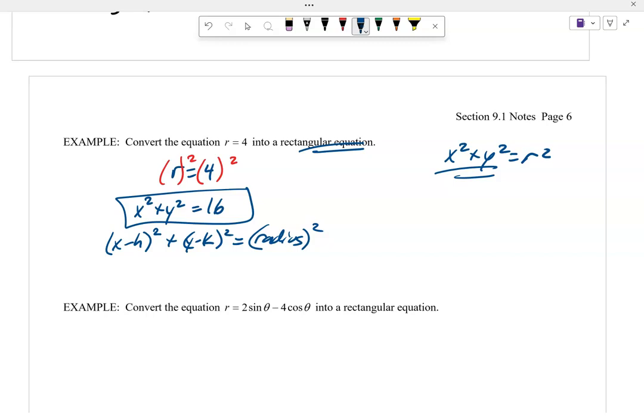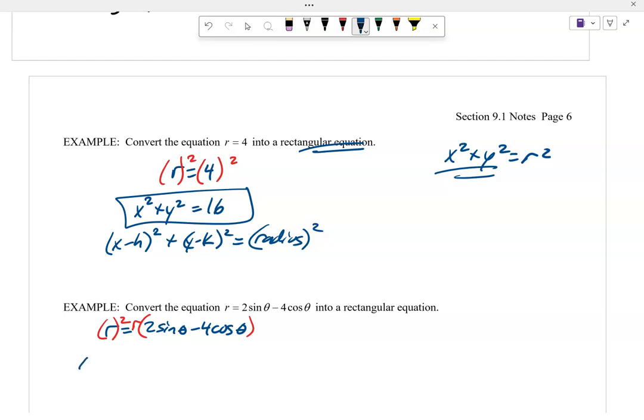Let's convert r equals 2 sine theta minus 4 cosine theta. Again, this is in terms of r's and thetas, and I'm trying to get it into a rectangular equation. Well, I'm going to do something similar here, and this time I'm going to multiply both sides by r. And the reason I don't just square both sides, I still want r squared, but over here I don't want to square 2 sine theta minus 4 cosine theta times another 2 sine theta minus 4 cosine theta. So instead I'm going to think about this as r times each side.